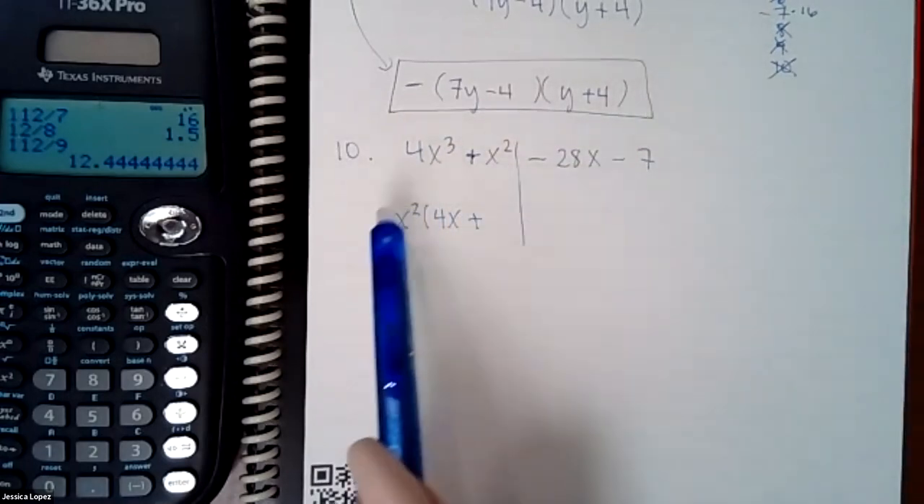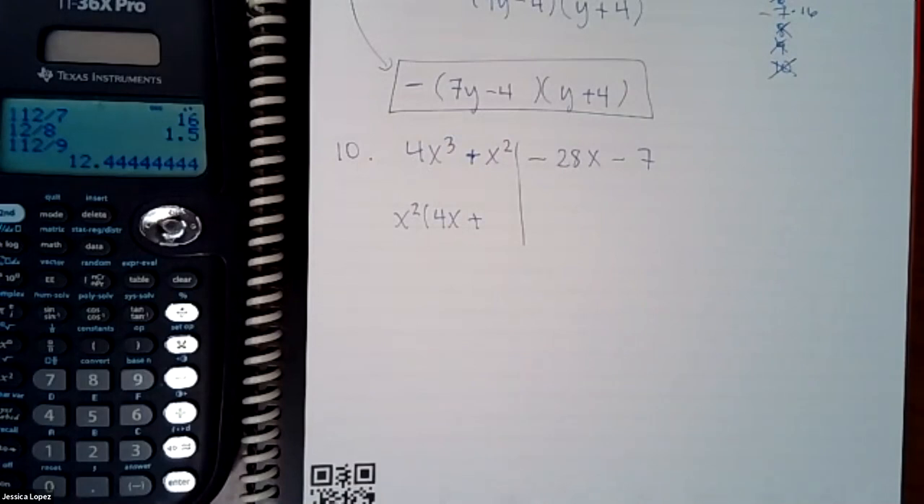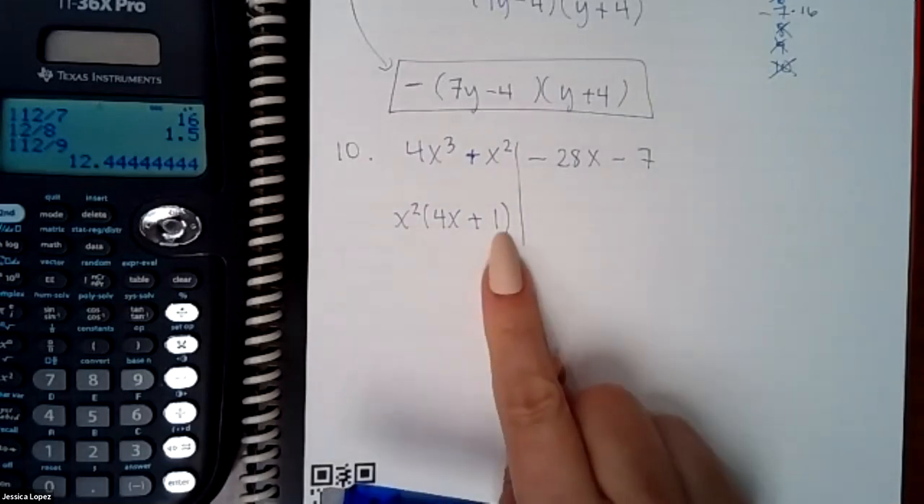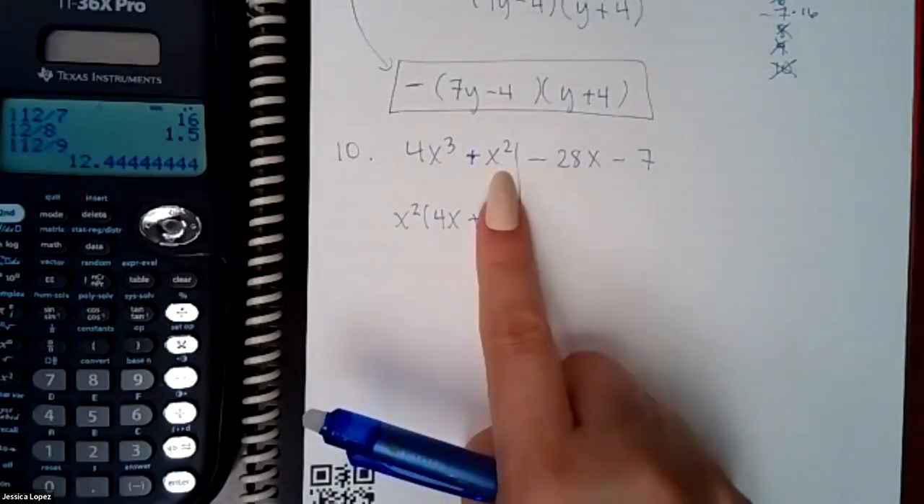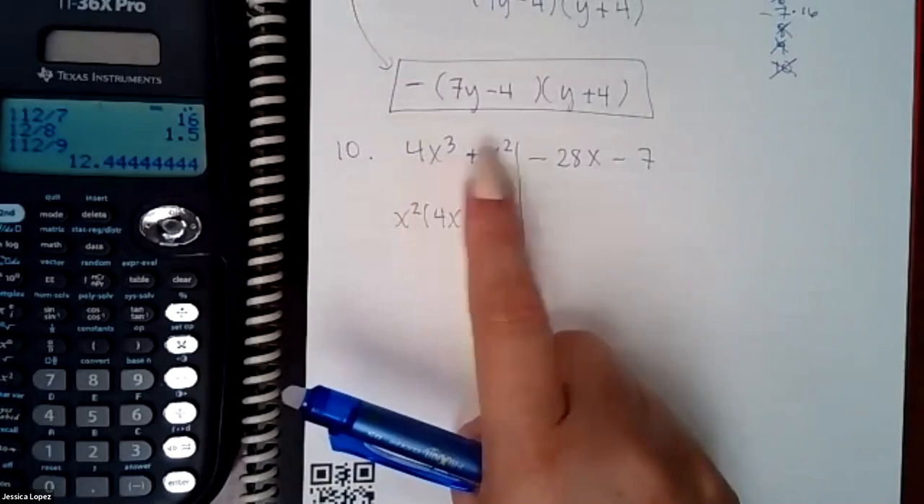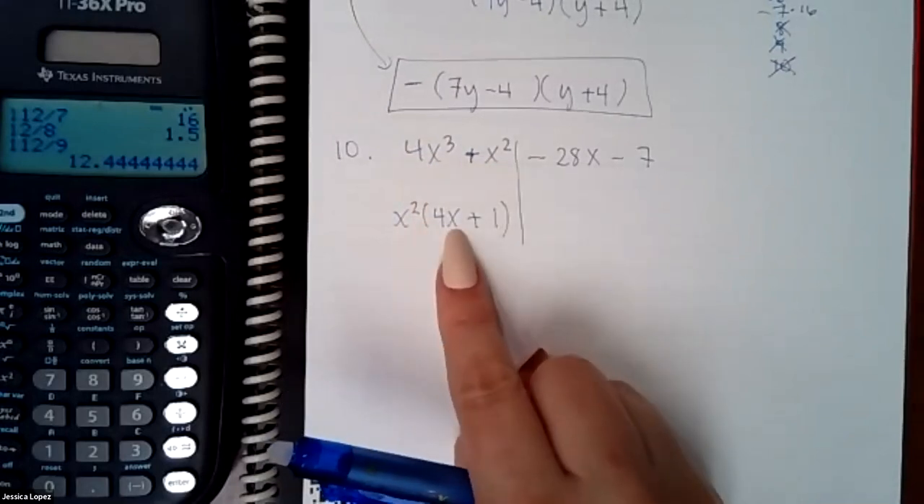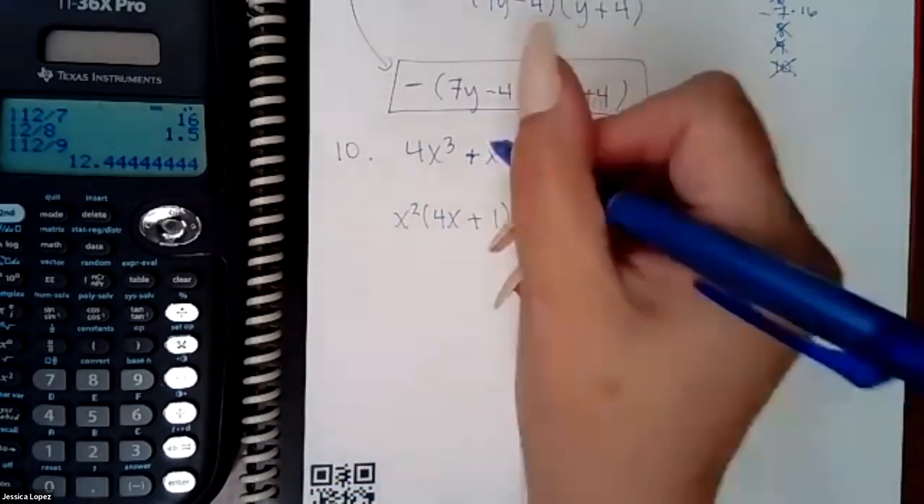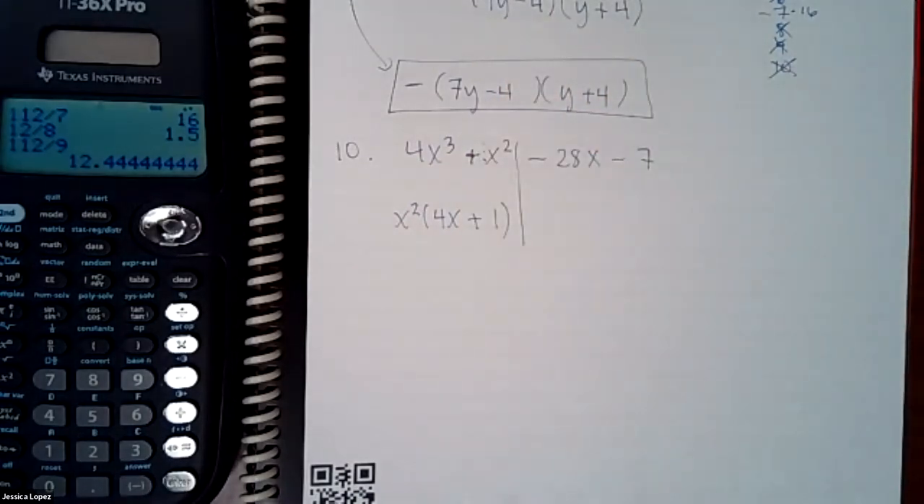What do I get when I do X squared divided by X squared? What do you get when you divide any number by itself? You get one. Not X, but one. Because if you put an X here, what happens when you do X squared times X? You get X cubed, right? And that's not what I have here. So always remember, when you distribute this, it has to give you back these two terms. So X squared times 4X is 4X cubed, and X squared times 1 is this X squared with the invisible 1, right? I had to bring that up because that's a common thing that happens.